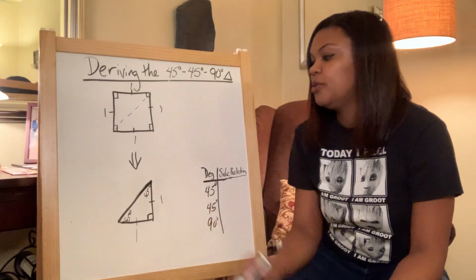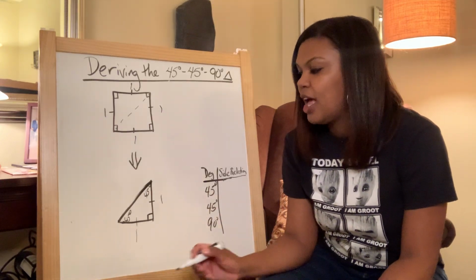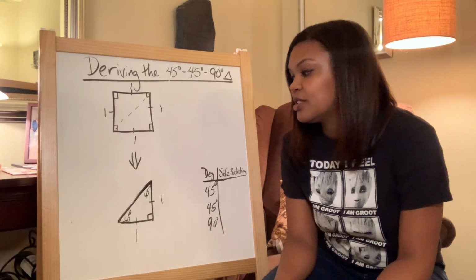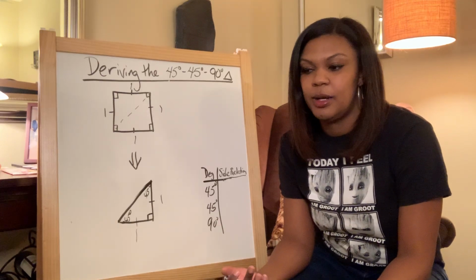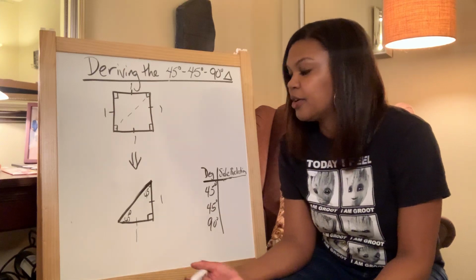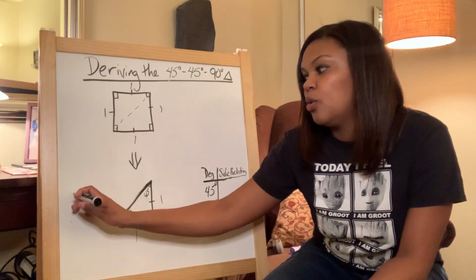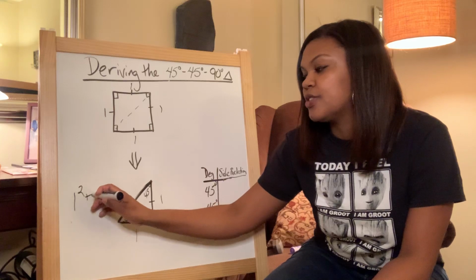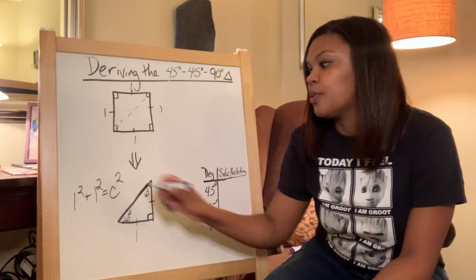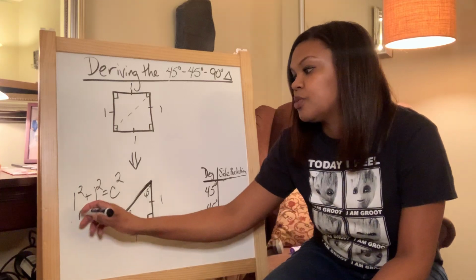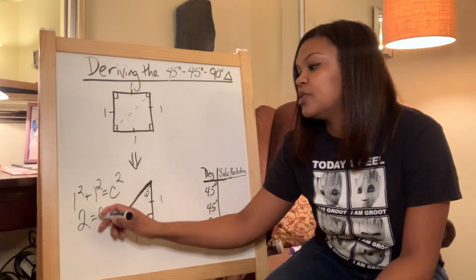So if your two legs are 1, how can we determine what our hypotenuse is? Well, again, because this is a right triangle, we can say that 1 squared plus 1 squared is equal to c squared. So 2 is equal to c squared.